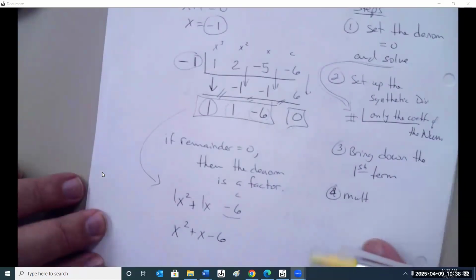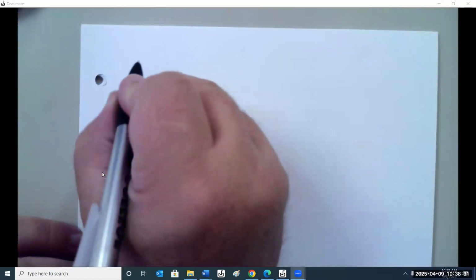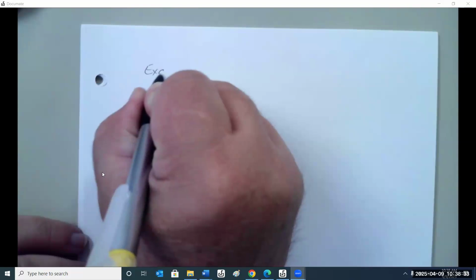All right, let's do some more of these and get used to doing synthetic division. Once you get used to it, it's gonna save your life so much faster than anything else.